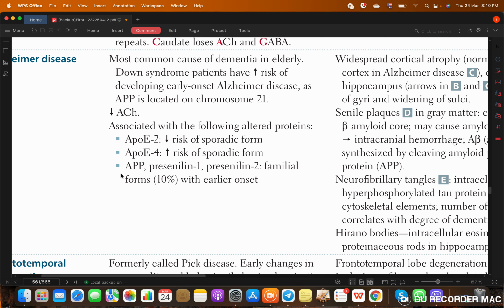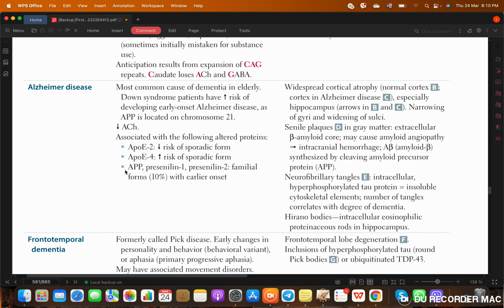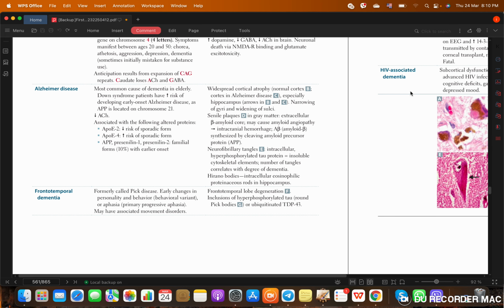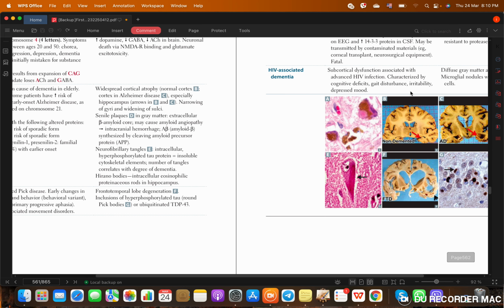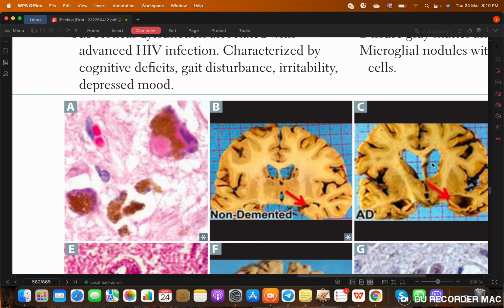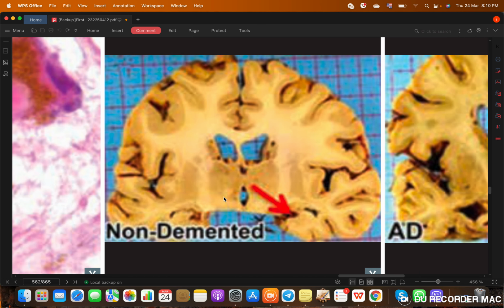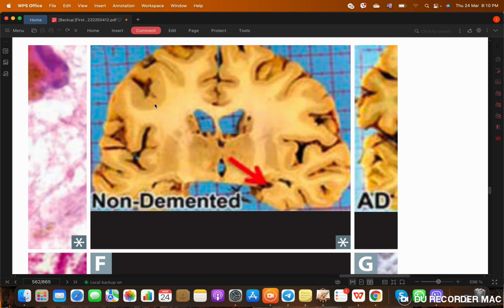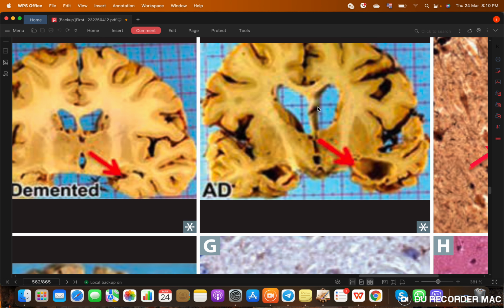Amyloid precursor protein, presenilin 1 and 2, and familial forms have early onset if they are mutated and present. Widespread cortical atrophy is seen compared to normal cortex. They have a picture here, normal cortex versus Alzheimer's disease. Let's take a look. Oh, okay, so this is normal. This is the Alzheimer's disease patient. You can see here, this is normal. You have all of the brain tissue. Here you can notice that the ventricles are much bigger, right?